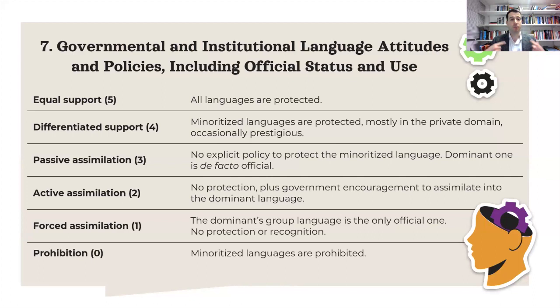Then even worse is forced assimilation, meaning the dominant group language is the only official one, and there is no protection or recognition for the endangered language in question. And finally, there is prohibition. The minoritized or endangered language in question is prohibited, as it happens, for instance, in some dictatorships.